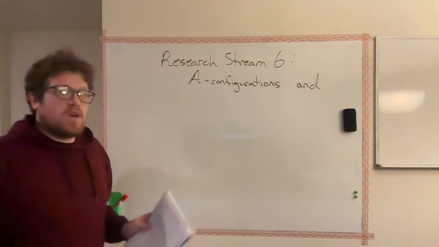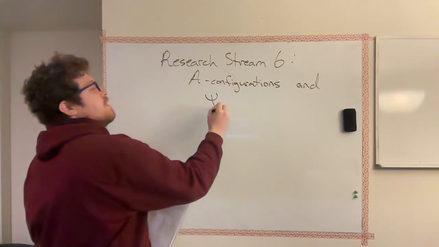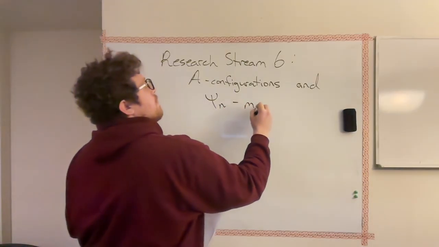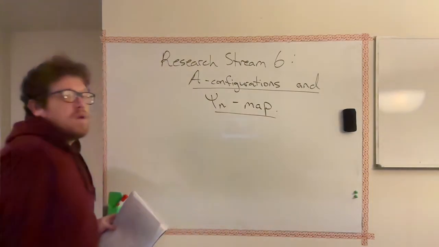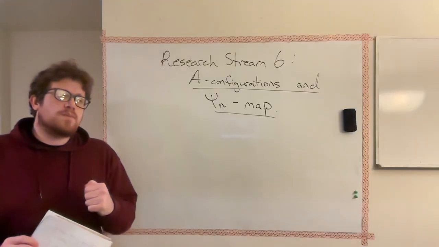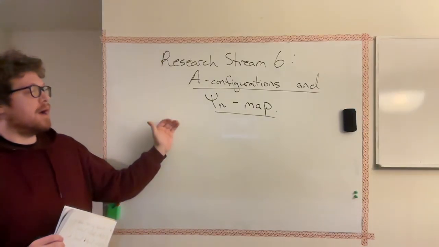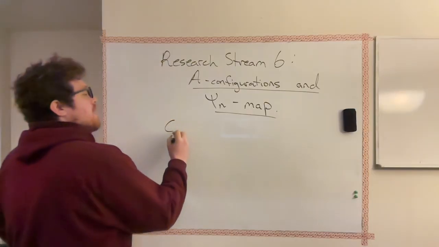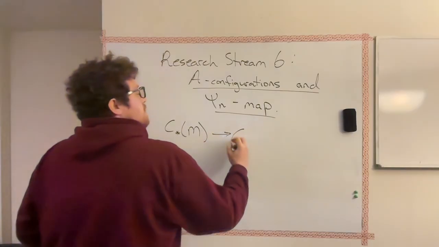We also talked about last time, I defined this psi-n map, which we'll talk about again today. The general process that we were going through was we had these perturbation differentials coming from this graph homology complex. Just to remind everyone, we had this double complex, which looks something like this.